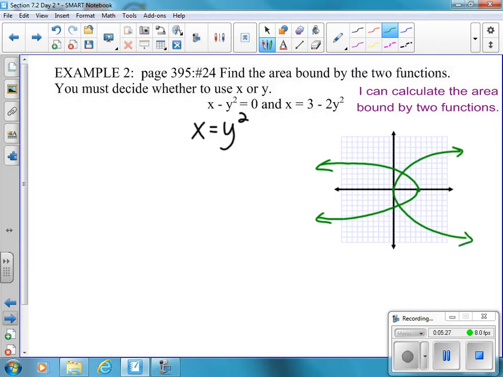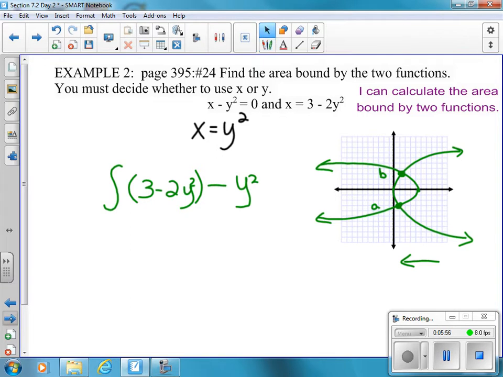And so what we will actually need to figure out is what are these two points, because they're going to be our a and our b. And we're going to take the antiderivative from the right function, which is 3 minus 2y squared, and then subtract the left-hand function, which is just y squared.